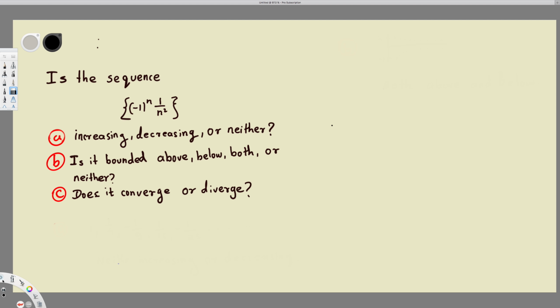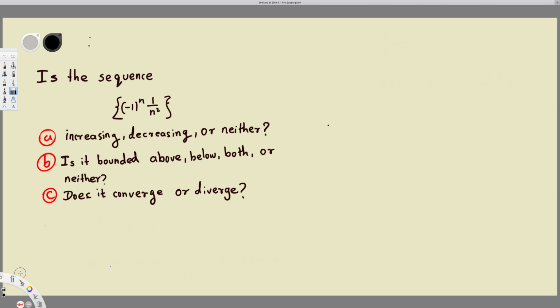Going on, guys, let's do this problem right here. The question is asking, is the sequence (-1)^n · 1/n² increasing, decreasing, or neither? And the second question is asking, is it bounded above, below, both, or neither? And the third one is asking, does it converge or diverge? So let's begin with the first one.